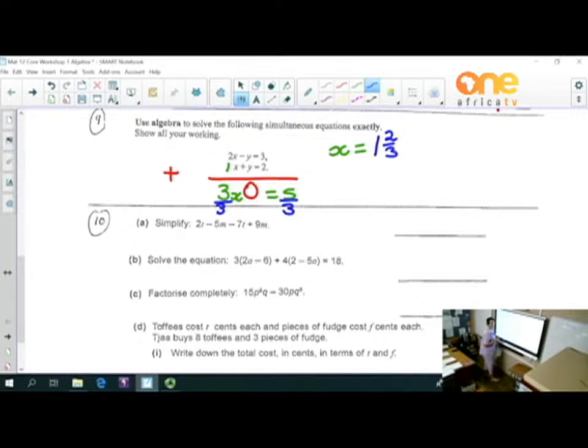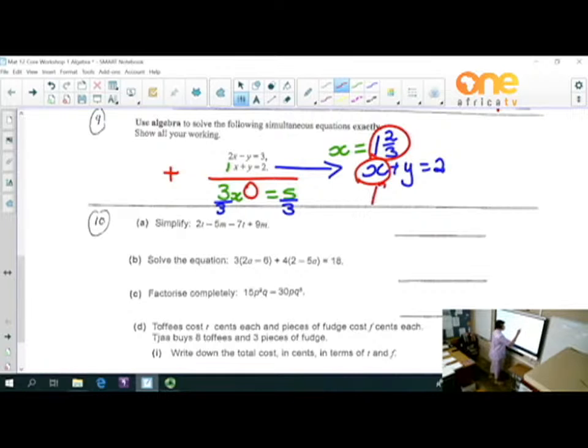And now I have to find y. So I substitute back in one of these equations. It doesn't matter which one you're taking, you must get the same answer. Now I'm going to use this one here. So I'm going to substitute now. This is x plus y is equal to 2. So I'm substituting now in x's place this value. I substitute that value. So 1 2/3 plus y is equal to 2.